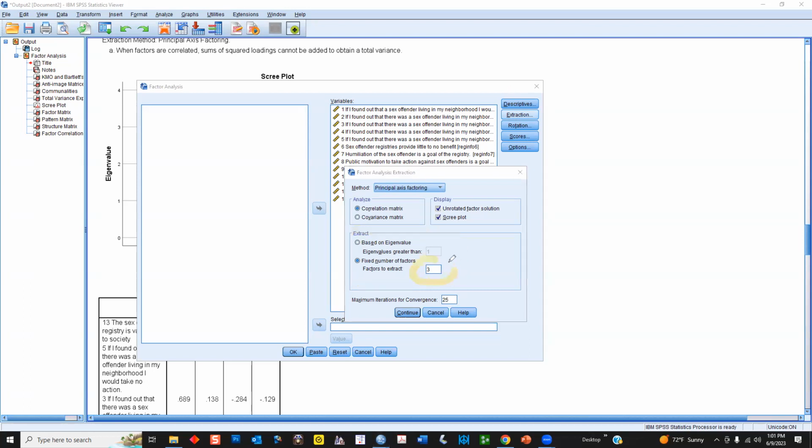Everything else will remain the same, except for the factor loadings table. That factor matrix is going to look different now. It's going to have 3 columns instead of 4.